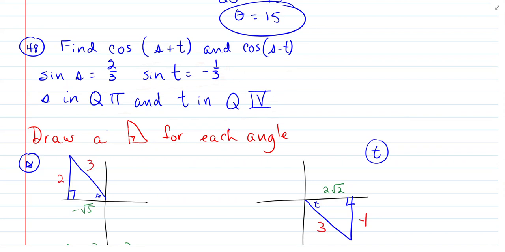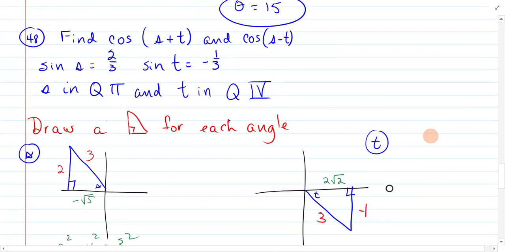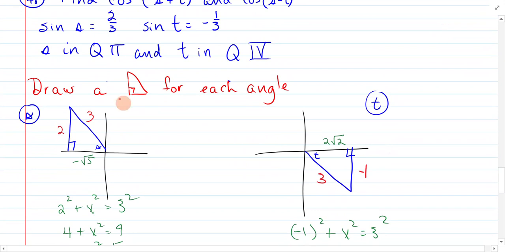All right, so the process for solving these is to draw a right triangle for each angle. They tell you which quadrant. It's really important to draw them in the correct quadrant so you get the positives and the negatives. So this one says sine s is 2/3 and it's in quadrant 2. So always draw out from the origin and then back to the x-axis. So if the sine is 2/3, that means 2 is here, 3 is here.